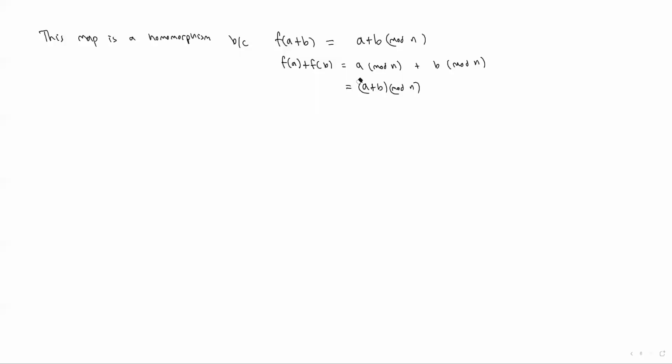I guess this notation mod n that I'm using is a bit non-standard. The more common thing to do is write either a plus nZ for the coset. So ways to denote cosets mod n.